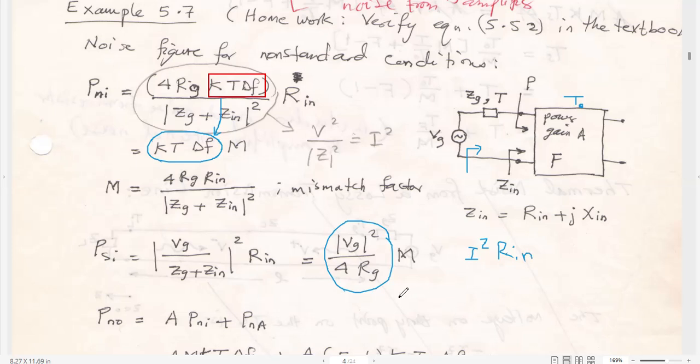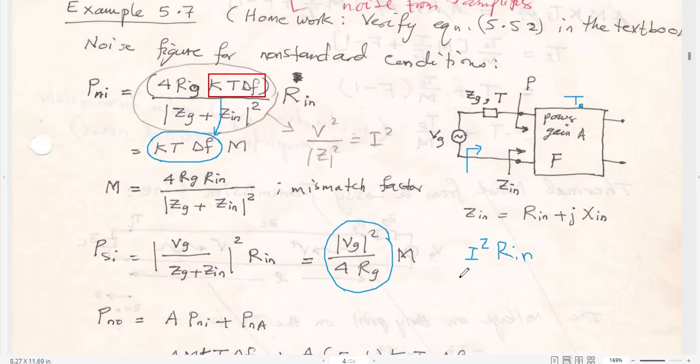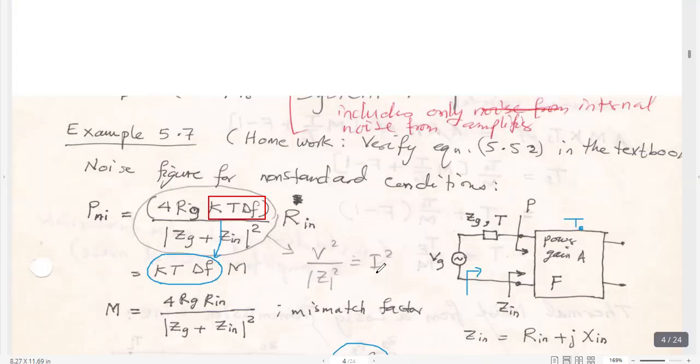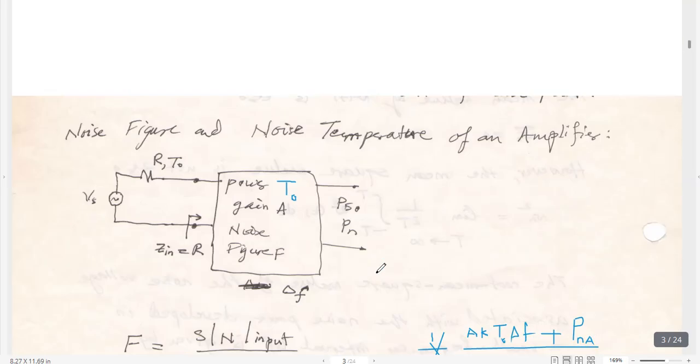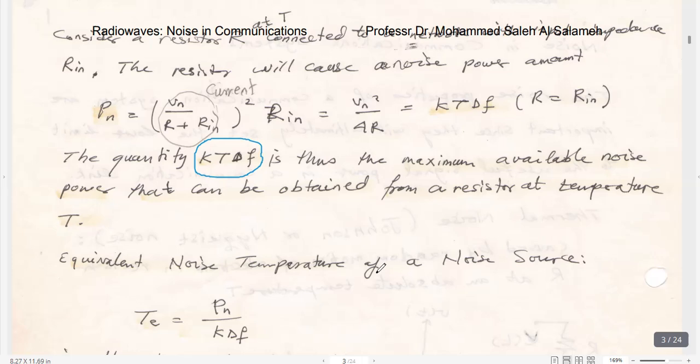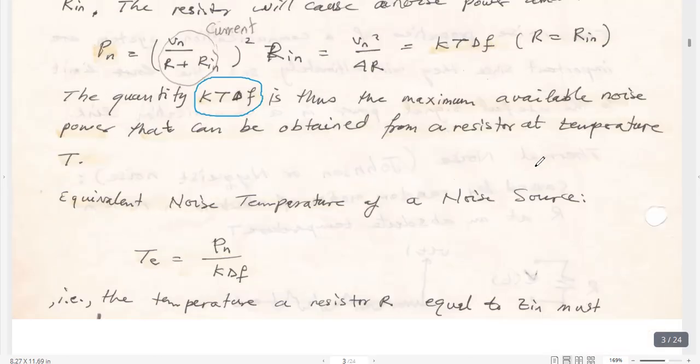Okay, and the current is equal to Vg over Zg plus R input all squared. When there is matching, the input signal power will be Vg squared over 4Rg. It will be the same. We have already derived this for noise, and it will be the same equation for signal. Here it is: P noise equals Vn squared over R. If it is P signal, it will be V generator squared over 4R. As you can see, it is here.